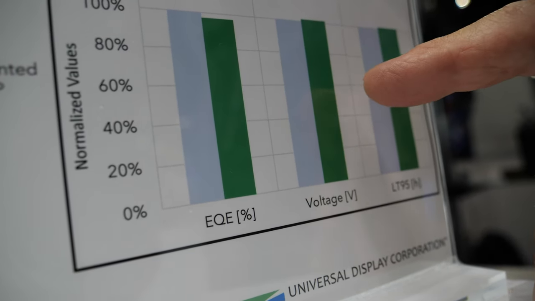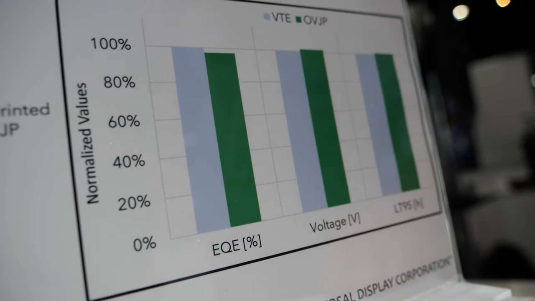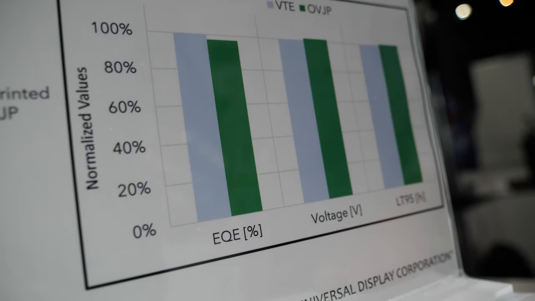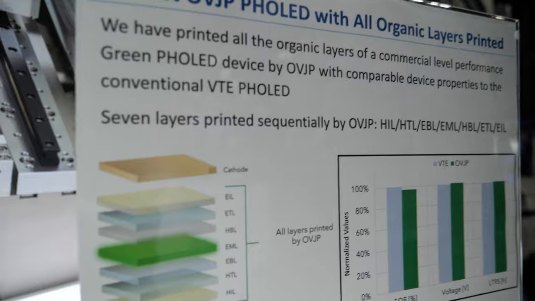Which color are you? We are the green. The incumbent technology is VTE, vacuum thermal evaporation. So we're on par or slightly better than VTE.